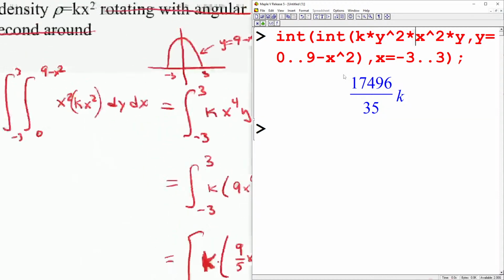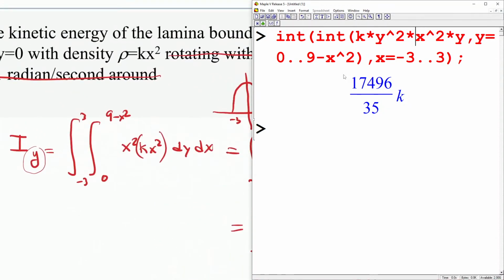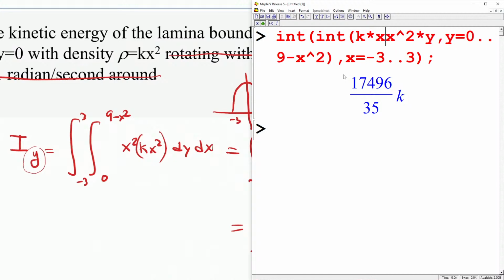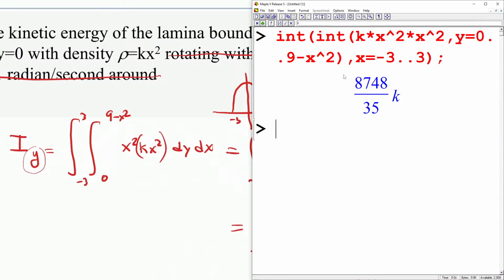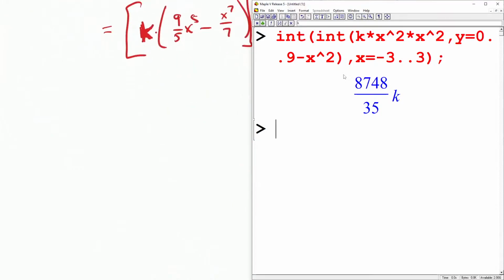Hold on a minute. Oh, why do I have a y there? Yeah, I have an extra y. I think I was right to begin with. X squared. I think I typed wrong. X squared times x squared. Let's get rid of this y. Oh, 8748. That's what I had. Okay, so we've got 8748.